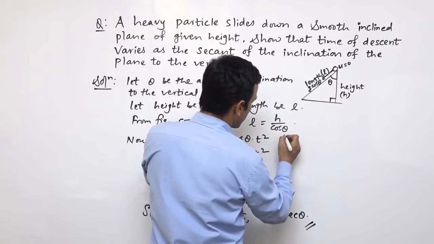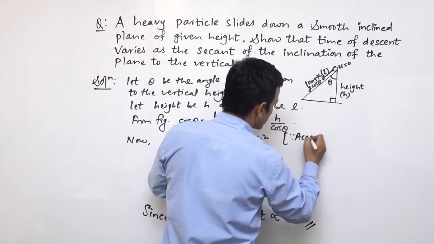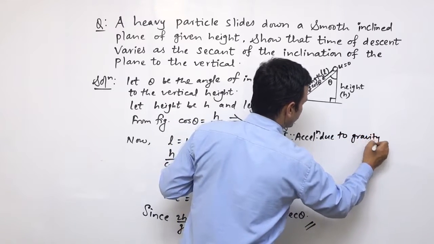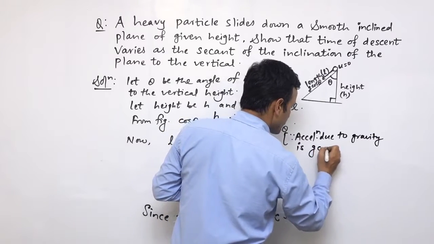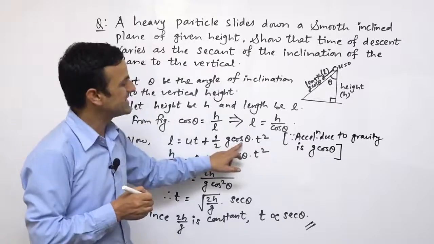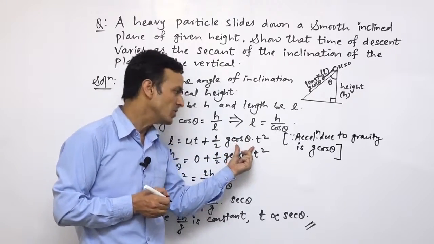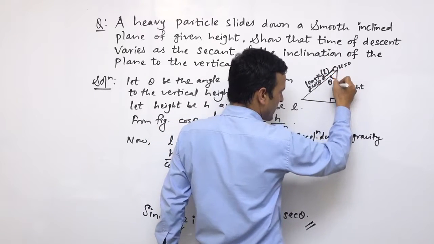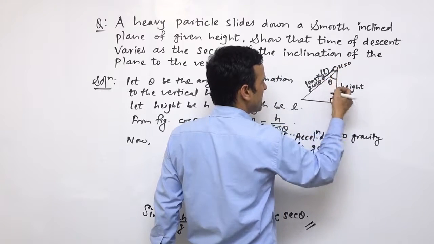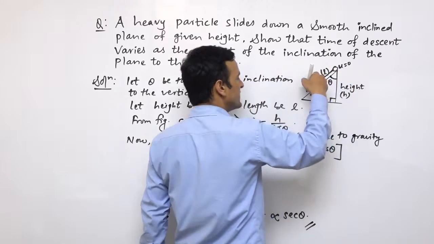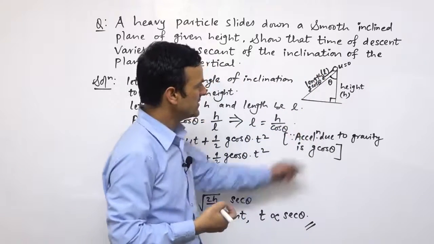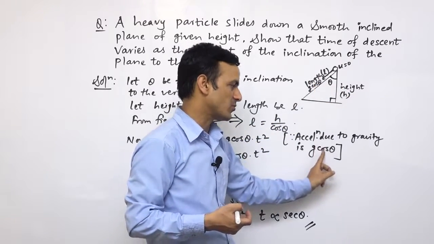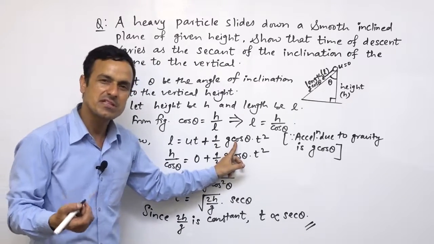So here g cos theta means acceleration due to gravity is g cos theta. Yo case ma g cos theta huncha, tesele g sin ko thau ma hamile g cos theta lekheka chhau. Acceleration due to gravity along this one, if the angle is based on the vertical height, then it will be g cos theta. Hamile cos theta sanga linchau, base ra hypotenuse aako bhara yesma cos theta ko term auncha. So sin theta ko thau ma write down g cos theta.